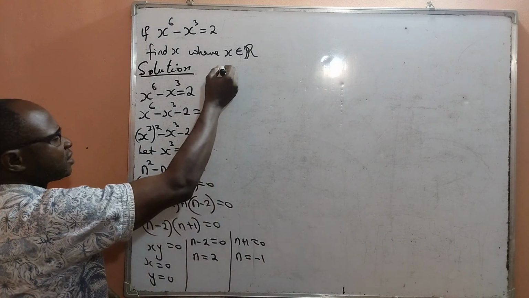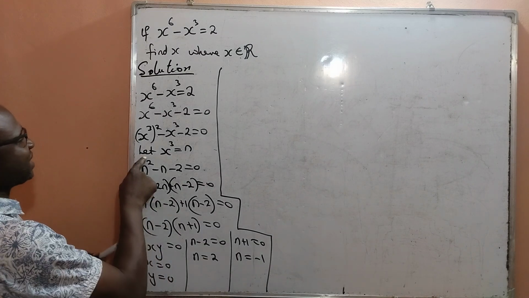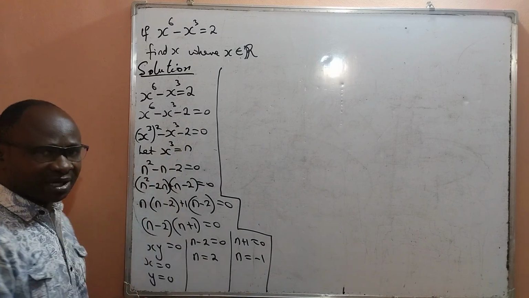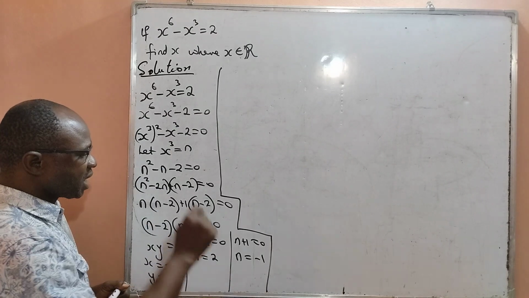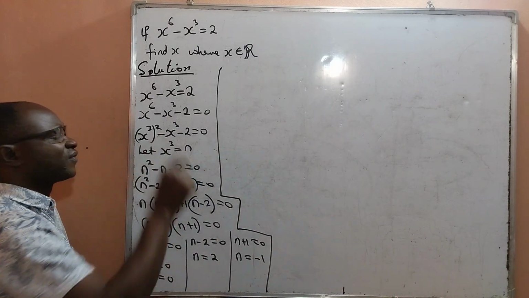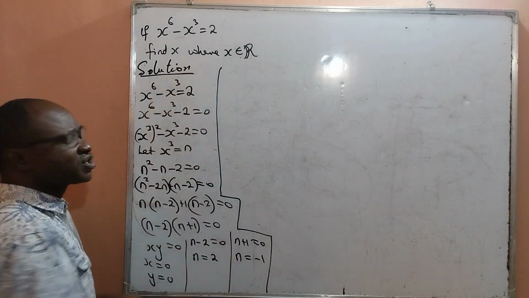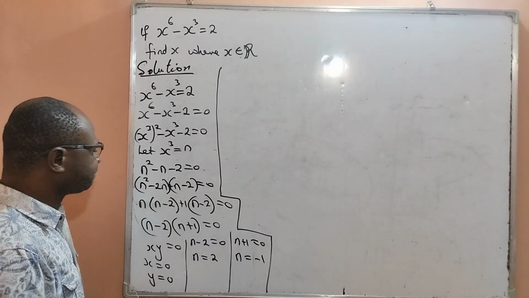Good. But then, there is something we said here. We said let x raised to the power 3 be equal to n. Now that I have gotten n, I will replace the values of n in the position of n here in order to find the value of x that is real. That is exactly what the question has asked me to solve.